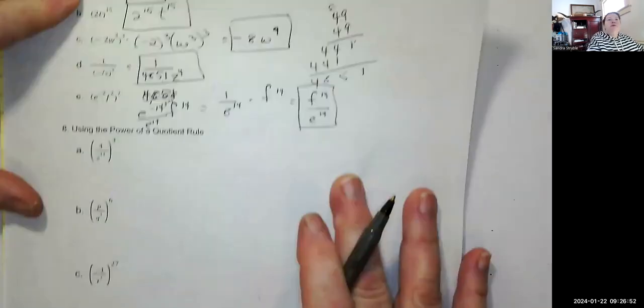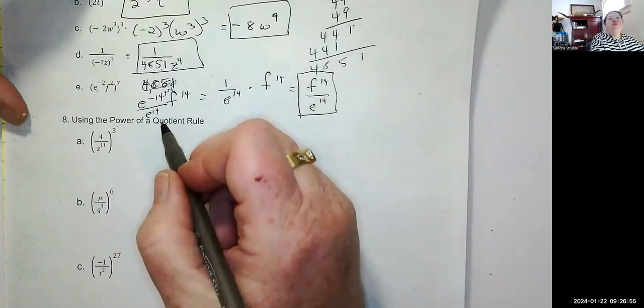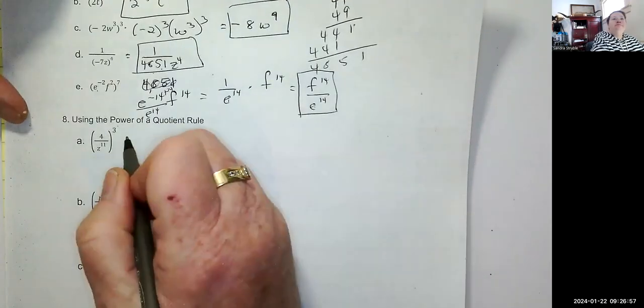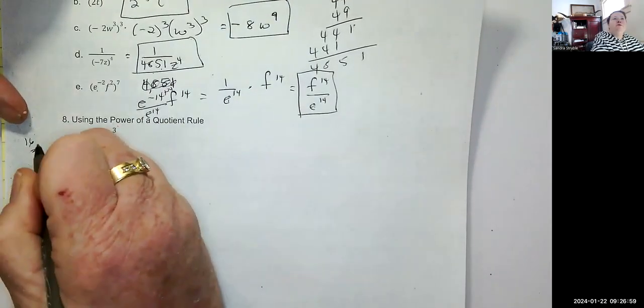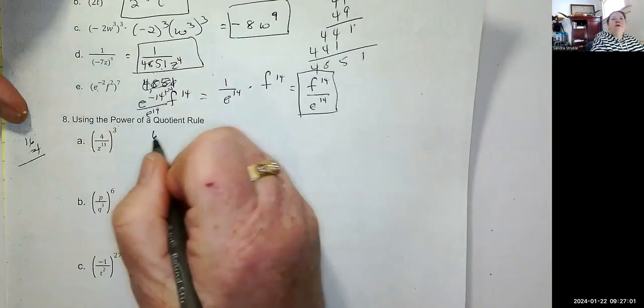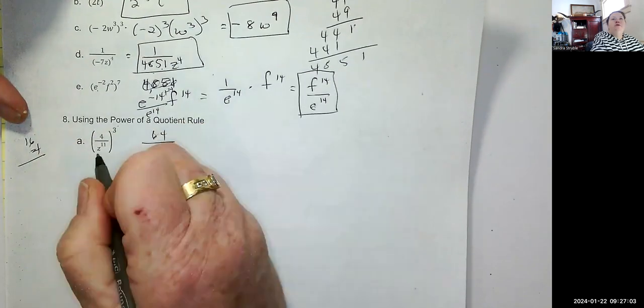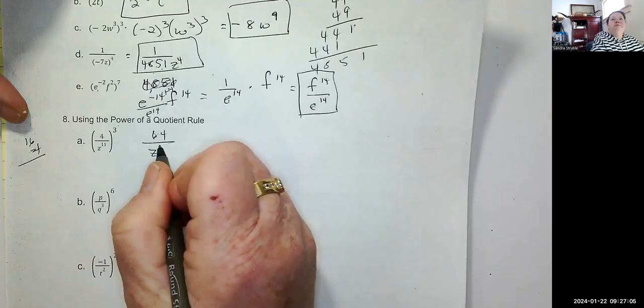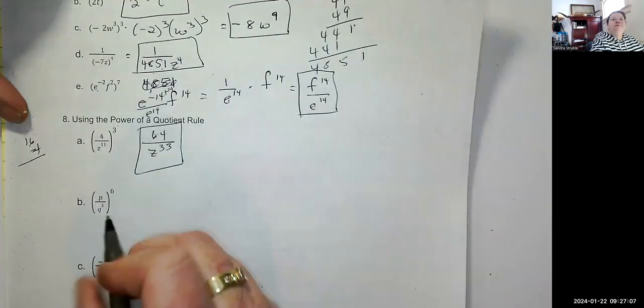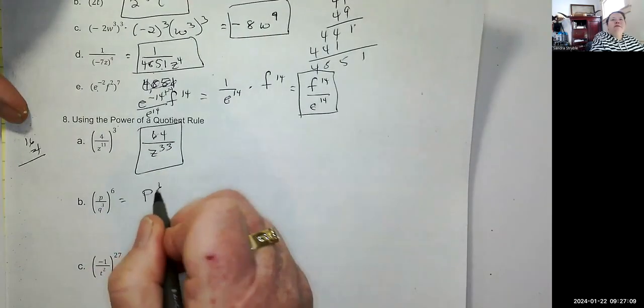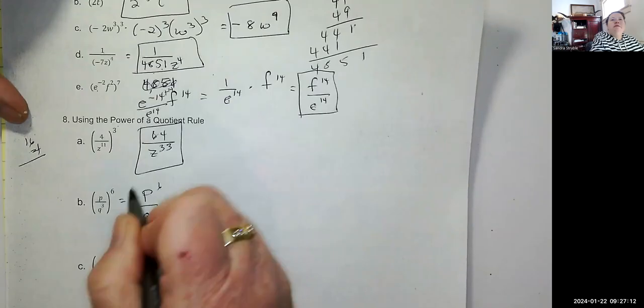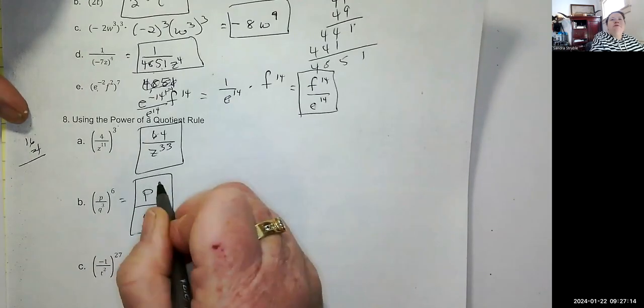Again, positive exponents. Using the power of a quotient rule, 4 cubed, 16 times 4, 64, is 4 cubed over z to the 33. Positive exponents, we are good. P to the 6th, Q to the 18th. Exponents are positive, we're good.